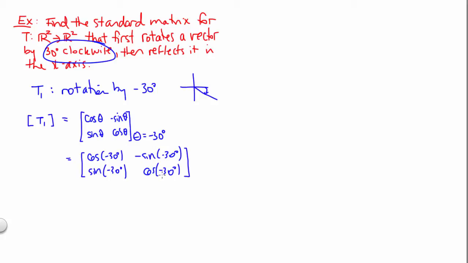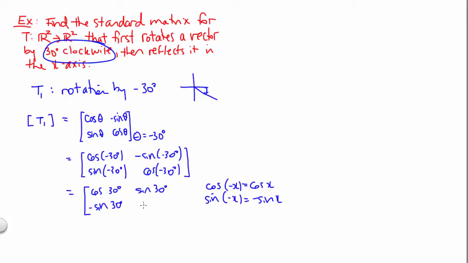So I just want to be a little bit careful about the signs here. Let's remember that the cos function is even, meaning cos of negative x is equal to cos x. And the sine function is odd, meaning sine of negative x is equal to negative sine x. So that will help us out with our signs here. In the first column, we've really got cos of 30 degrees, minus sine of 30 degrees. And in the second column, we've now got sine of 30 degrees and cos of 30 degrees.